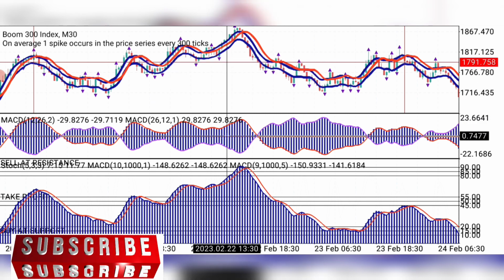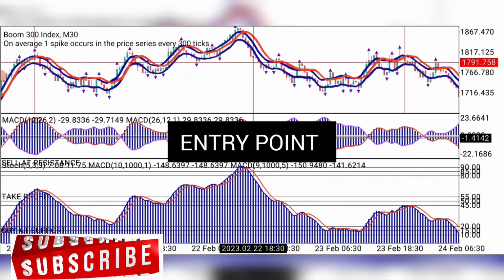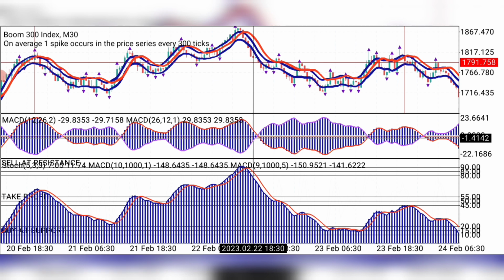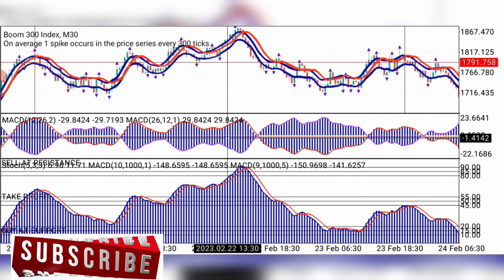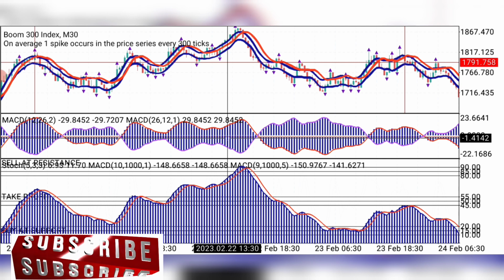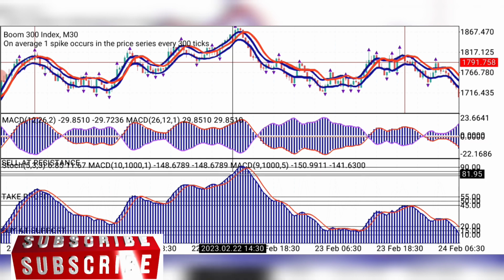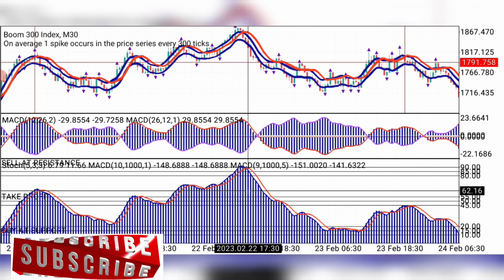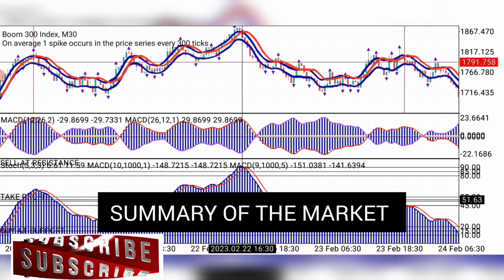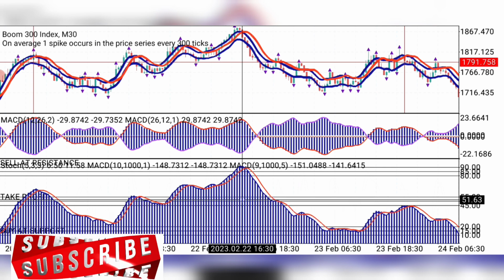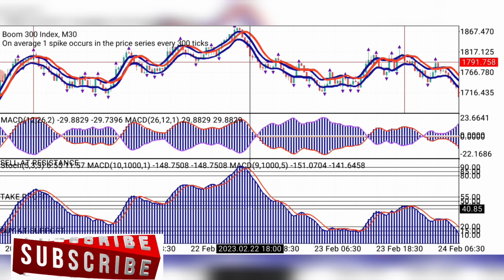The second phase or the second section is the entry point of the market. You can call it the entry layer. It gives you the entry point of the market. So the third layer, the third section you're seeing here, gives you the summary of the market, the general summary of the market. That is what the third layer or the third section does. It gives you the summary of the market.